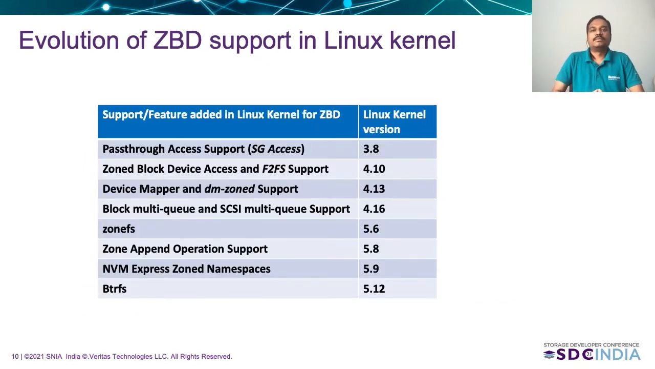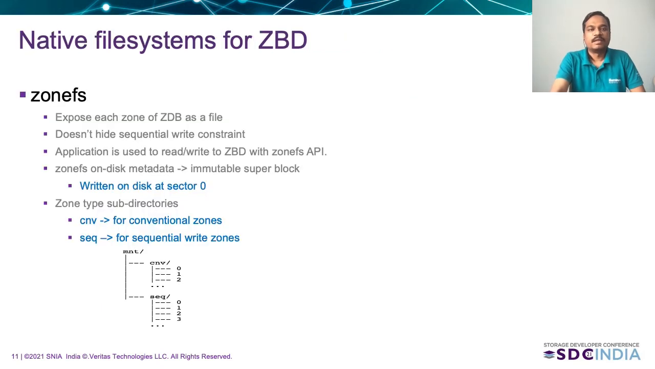This table shows which feature was introduced in which kernel. As you see, the first support changes regarding zone block device were added in the 3.8 kernel, and the recent changes were introduced in the 5.12 kernel in Btrfs. Let's talk about which file systems are supported for zone block devices. The first file system is zonefs.